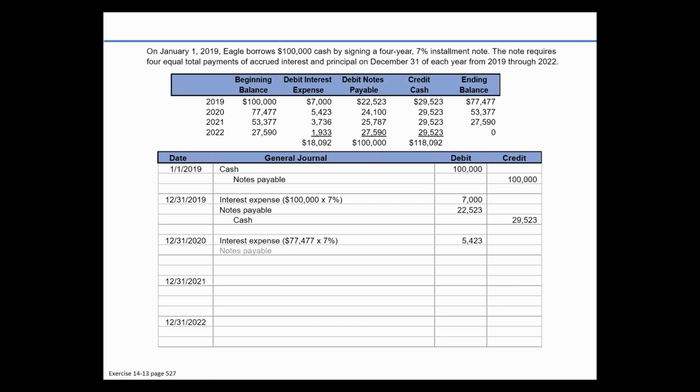And so then for the next year, you're going to do the same thing, except that the amount of interest is going to change, and the amount of the notes payable is going to change. And so the new balance then would be $77,477. So 7% of that is $5,423 for the debit to interest expense, and then the notes payable would be $24,100, because that's the amount of principal being paid off, credit to cash, and then same thing here. So I'm not going to go over this, but you can see.